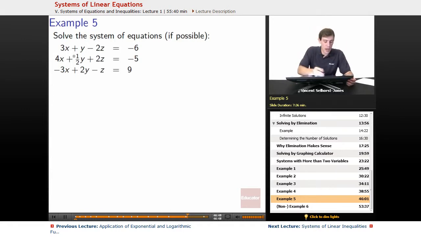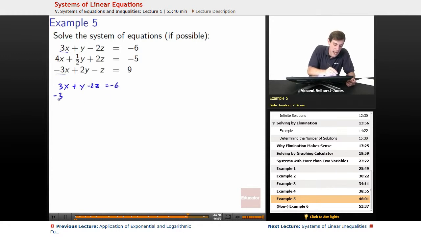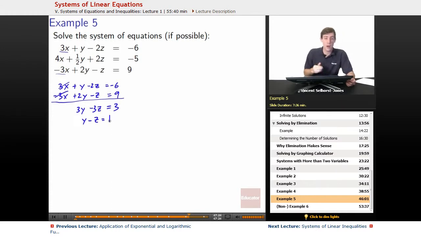All right, so at this point I notice we've got 3x here and negative 3x here, so I'm going to add those two equations and I'll get cancellation. 3x plus y minus 2z equals negative 6, and negative 3x plus 2y minus z equals 9. We add those two together, put a line under it. 3x and negative 3x cancel out, so we've got 3y minus 3z equals positive 3. Let's divide everything by 3 to make it a little bit simpler. Y minus z equals, not 3, but since we divided by 3, y minus z equals 1. Okay, now we'll come back to that in a few moments.